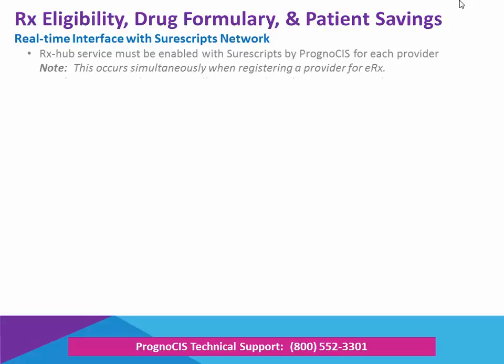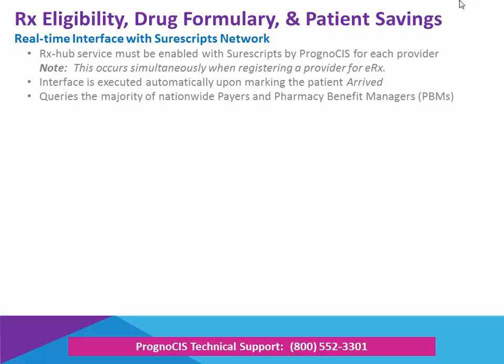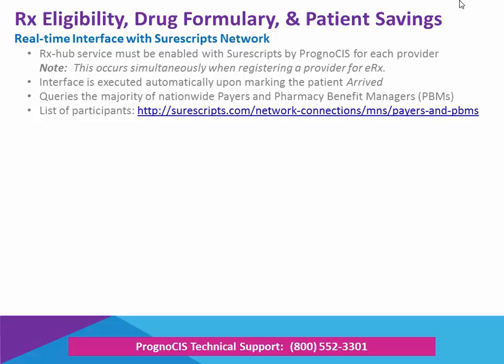Now, the RxHub service does have to be enabled with SureScripts by Prognosis for each provider, and this does occur simultaneously when a provider is enrolled for electronic prescription. The interface is executed automatically whenever a patient is marked arrived or an encounter is started manually without an appointment. Queries within this eligibility interface access a majority of nationwide payers and pharmacy benefit managers. And for a list of all participants, there is a website here that you can check out based on the SureScripts network connections.